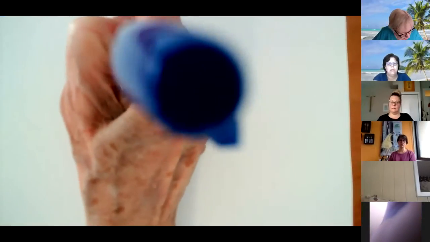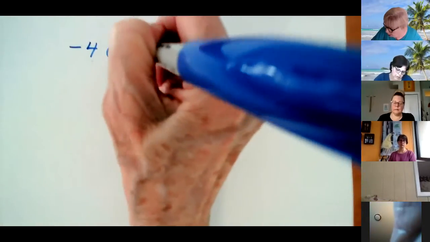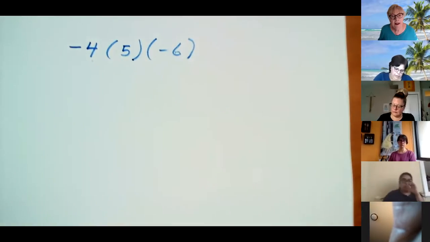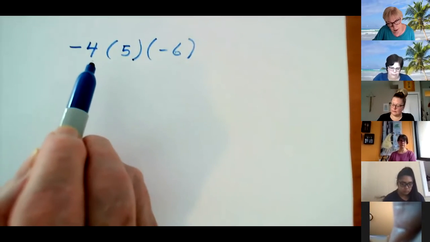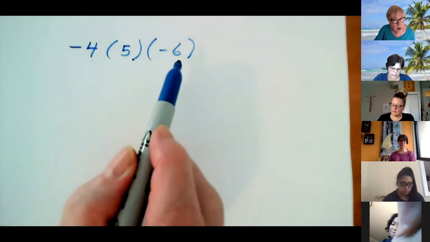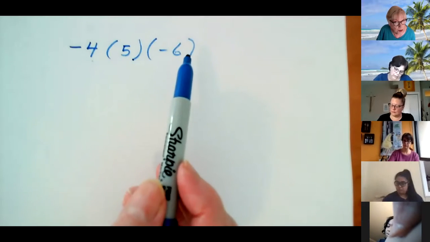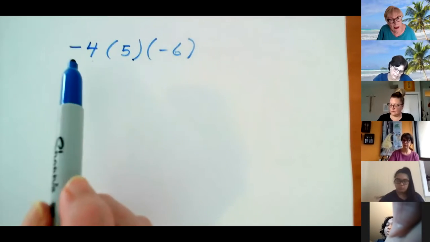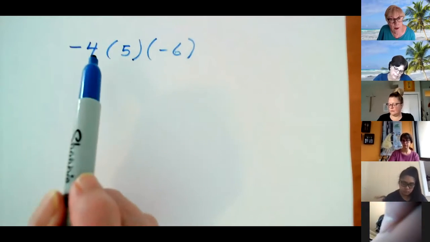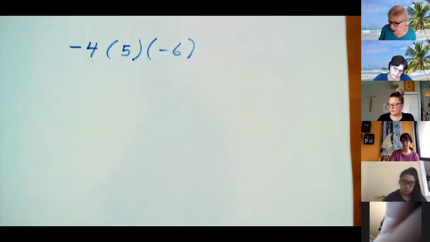-4 multiplied by 5 multiplied by -6. This is similar to what I did a minute ago. It's three numbers, and so we have to get the number part and the sign part. Now I look very carefully because it's all multiplied, so it's under one rule. Counting negatives will do it for you. So the two negatives, that's going to be positive.